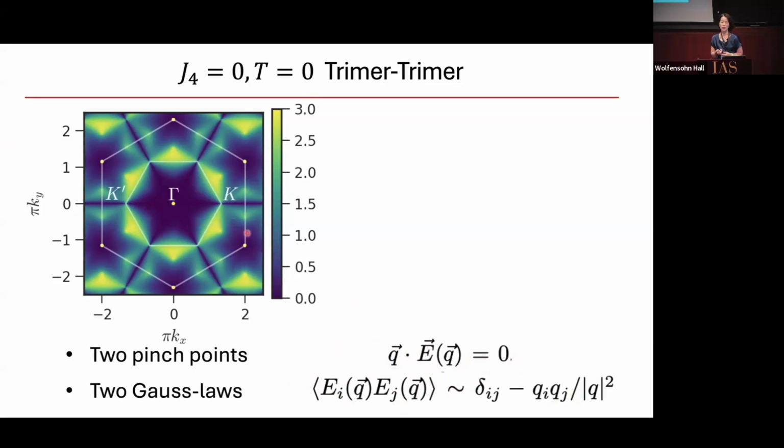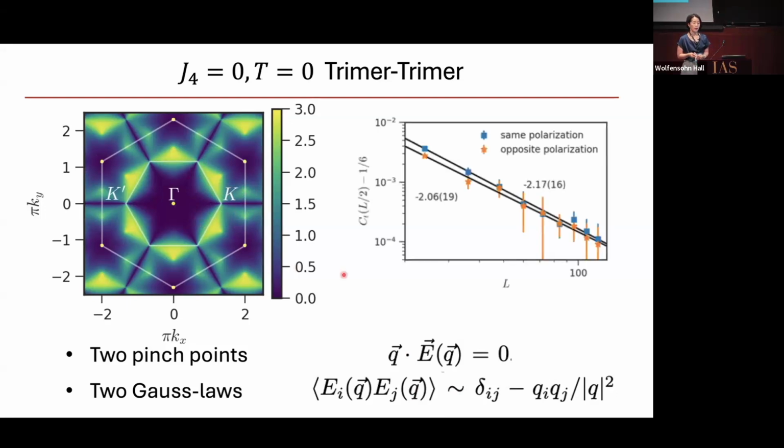So you can see that there will have to be vanishing points, and there has to be very anisotropic pinch point-like structure. So having a pinch point tells you that there is some sort of Gauss law in action. There is some conservation law specifically of the Gauss law type. Having 2 of them means that there are 2 types of Gauss law in action. The correlation function of trimers shows an exponent that is going like 1 over r squared.